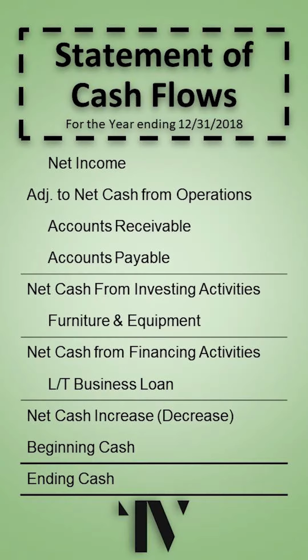Next is net cash from investing activities. In this category, you'll find things like the purchase or sale of fixed assets, another business, or securities. Finally, the net cash from financing activities category will contain most cash going to or from creditors, investors, and owners.